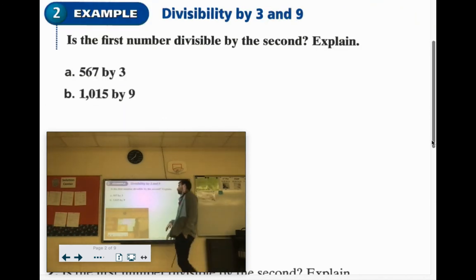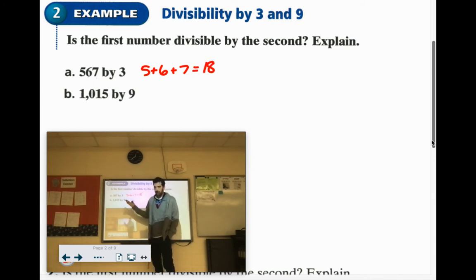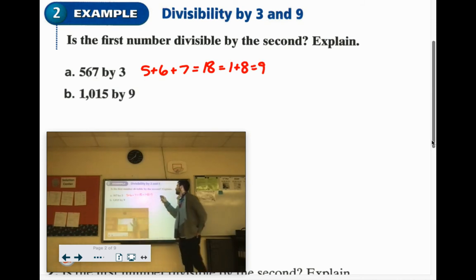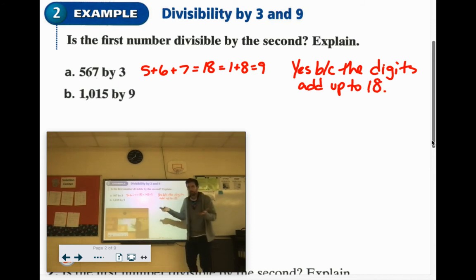Is the first number divisible by the second? Explain. 567 by 3. Well, let's add the digits up. 5 plus 6 plus 7. 5 plus 6 is 11, plus 7 is 18. And does 3 go into 18? Yes. And even if you didn't know that, you could say, oh, 1 plus 8 is 9, and 3 goes into that, right? So yes, because the digits add up to 18, which is divisible by 3.